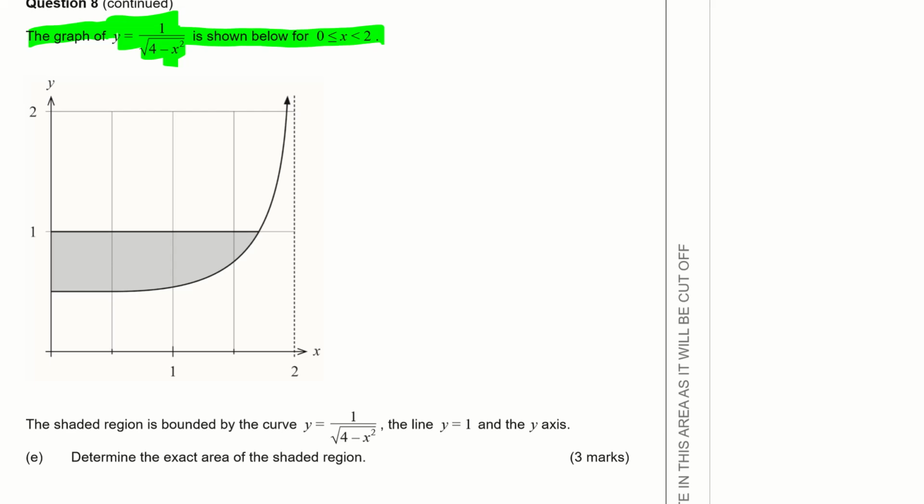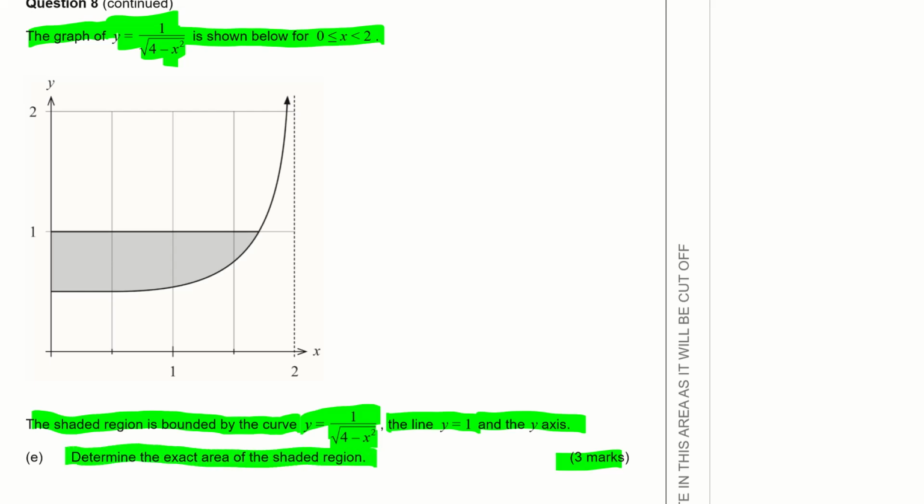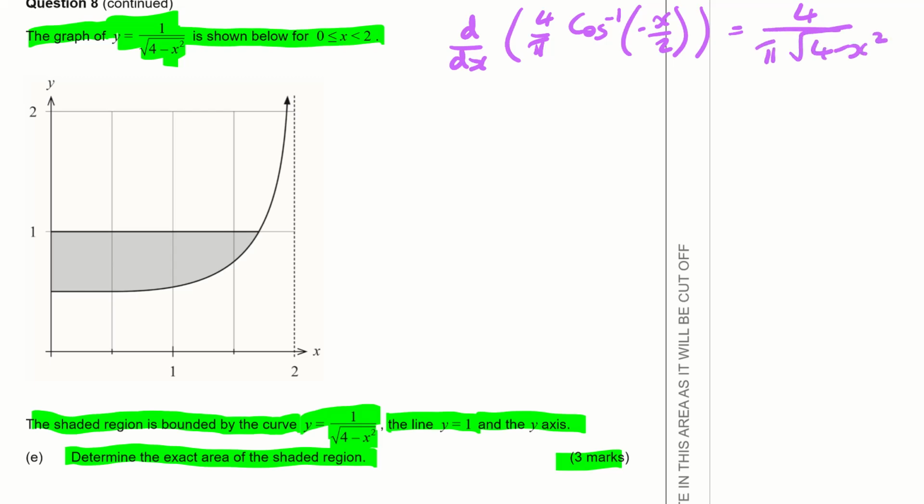And there's quite a lot here for 3 marks, as we'll see. The shaded region is bounded by the curve y equals 1 over root 4 minus x squared, the line y equals 1 and the x-axis. Determine the exact area of the shaded region. Well, the first thing to note is from the last part, we had that when we differentiated 4 over pi inverse cosine of negative x on 2, we got 4 over pi root 4 minus x squared.